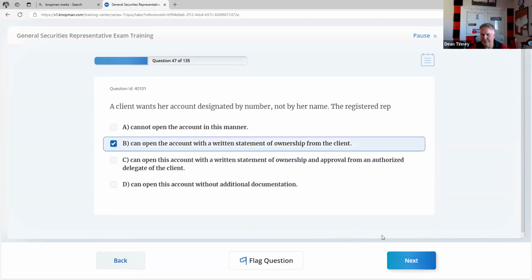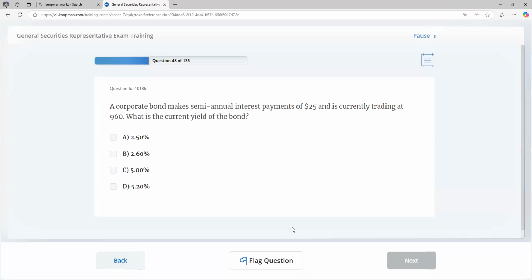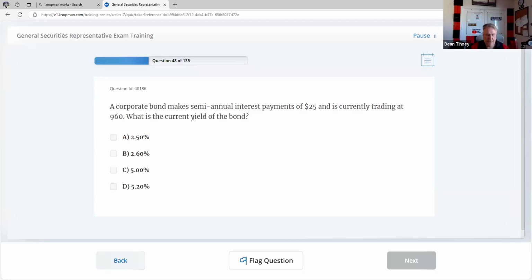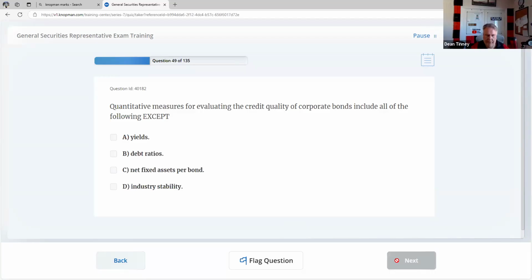Letter attesting to ownership. Corporate bond makes semi-annual interest payments of $5 and is currently trading at 960. What is the current yield? 5.20, D. Yep, you're ahead of me again on the math, so yeah, correct. Cool. Quantitative measures for evaluating the credit quality of corporate bonds would include all the following except.